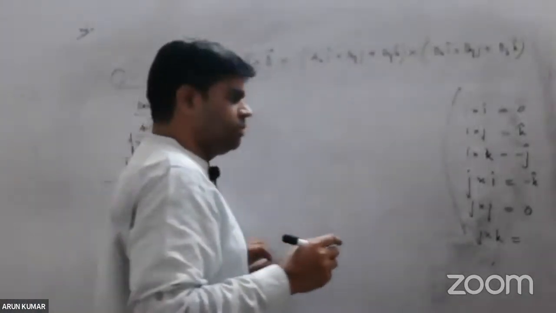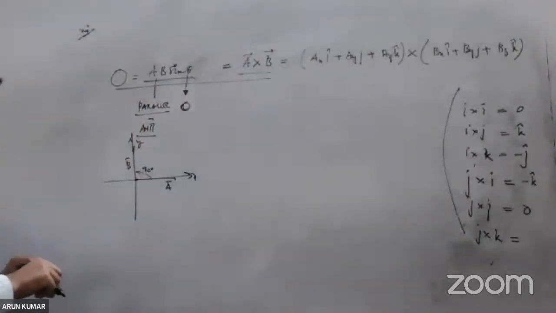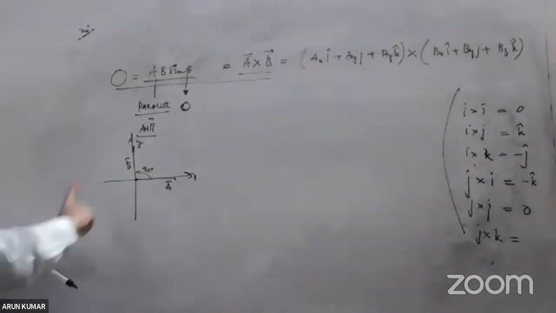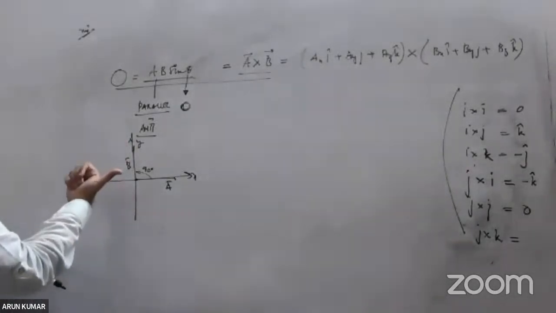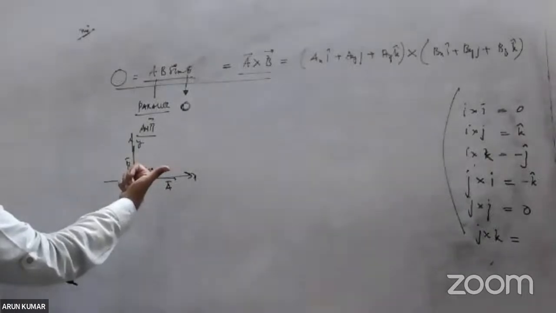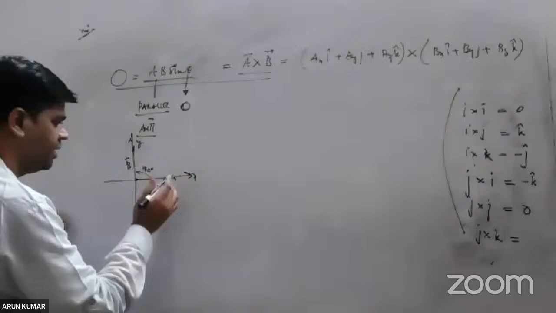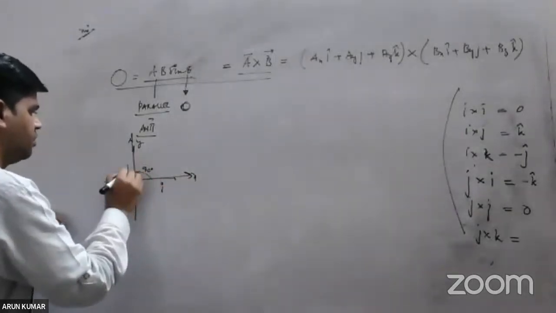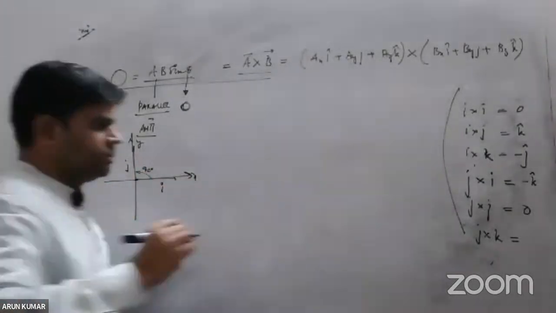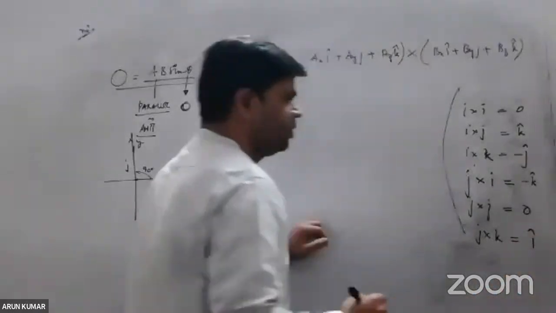J cross k is I cap. Think. J cross k is I cap, right. So j cross k is I cap.